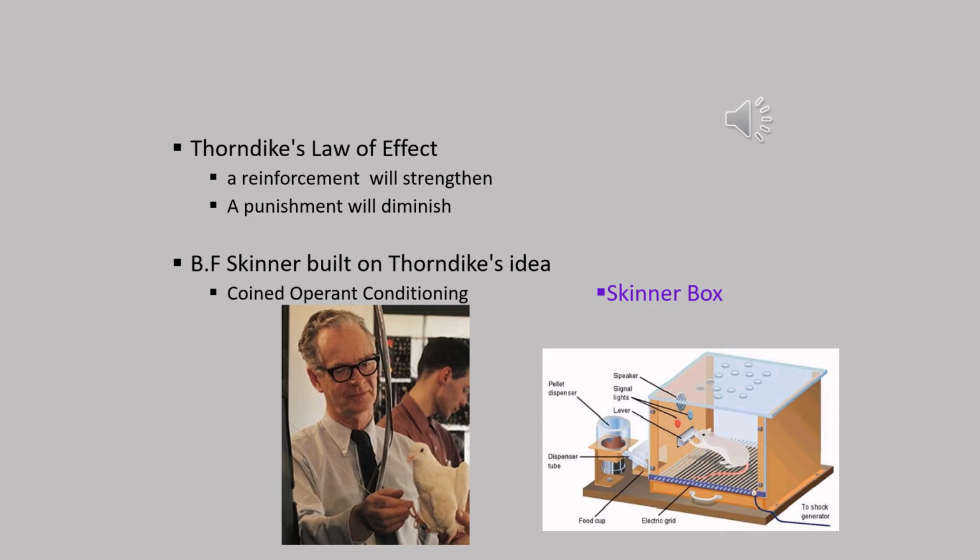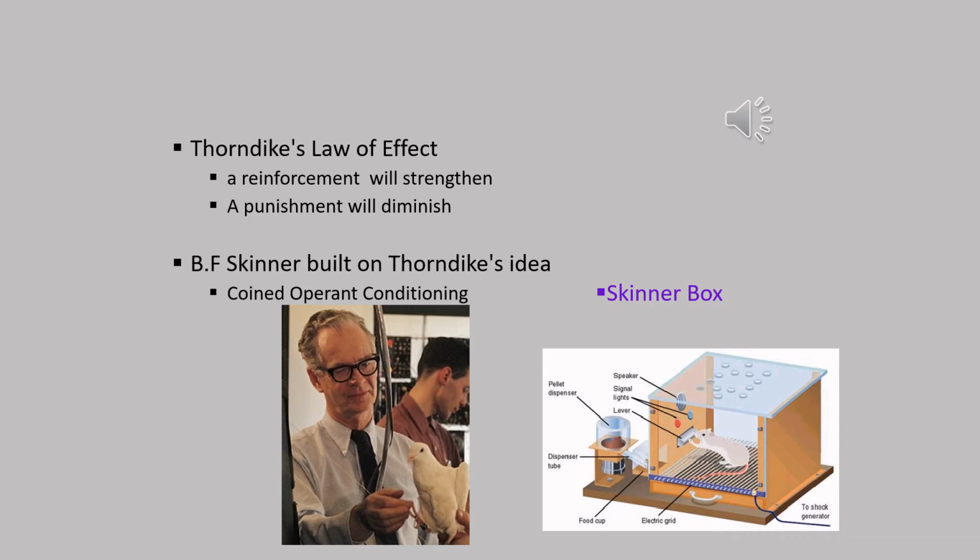B.F. Skinner is the one who built upon Thorndike's law of effect and came up with what's known as operant conditioning. His principle is based on Thorndike's law of effect. Skinner believed that reinforcement will also increase or strengthen a behavior, and punishment will decrease or diminish a behavior.